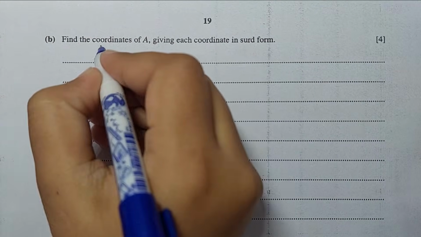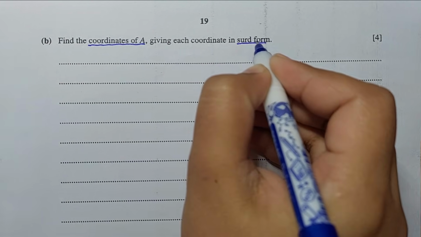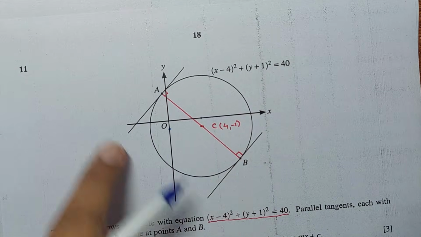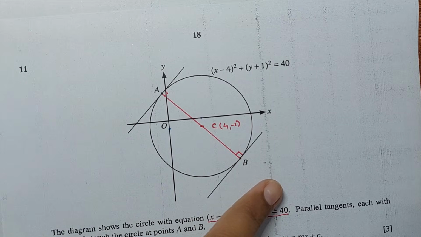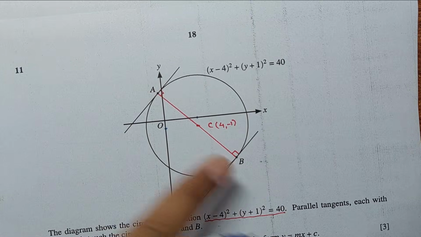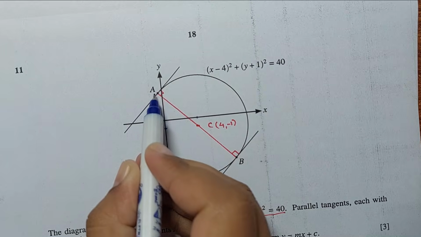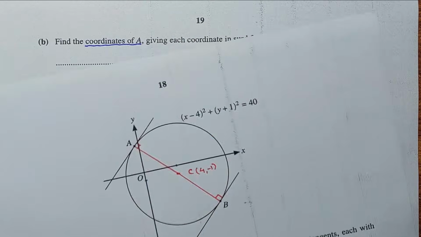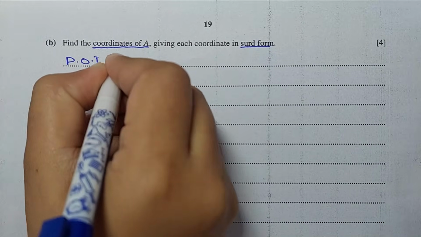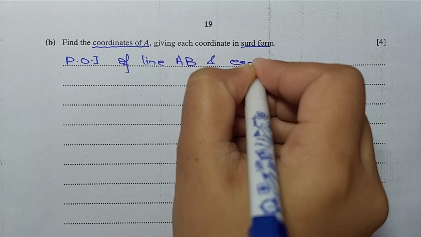Now for part B, find the coordinates of A, the x and the y coordinate, giving each coordinate in surd form. Okay, the x and the y should be in surd form. As we know the equation of a circle, and now we know the equation of line AB. So the line AB touches the circle at point A and at point B. We just need to figure out the point A. So keep in mind the x coordinate of A should be negative and y coordinate should be positive, right? Okay, so we need to find the point of intersection of line AB and equation of circle.